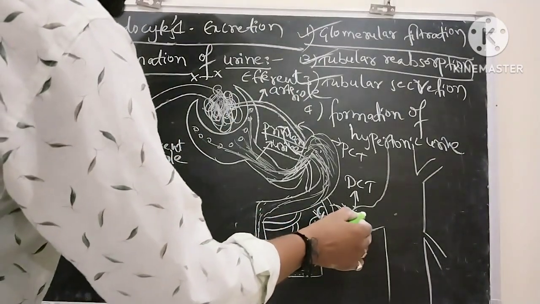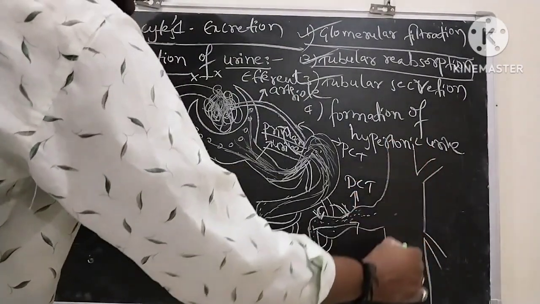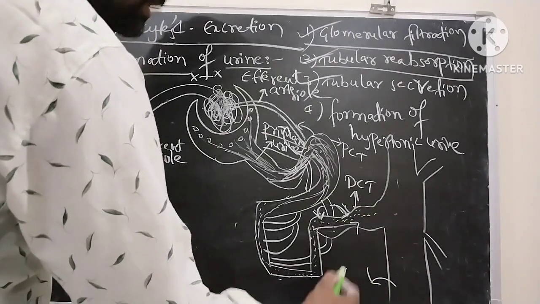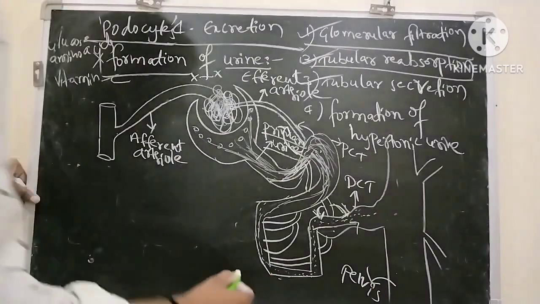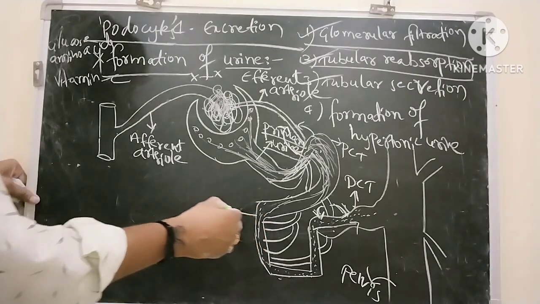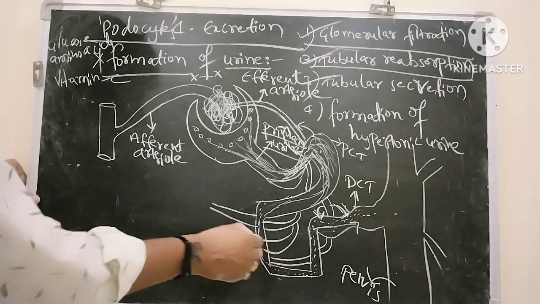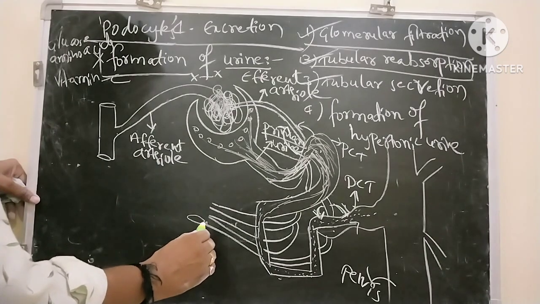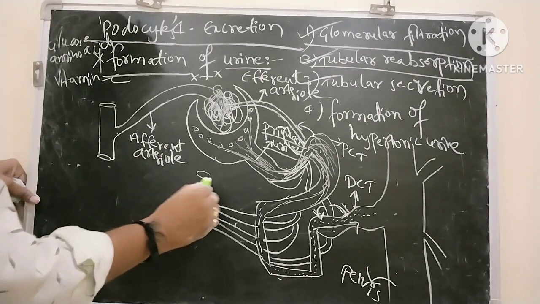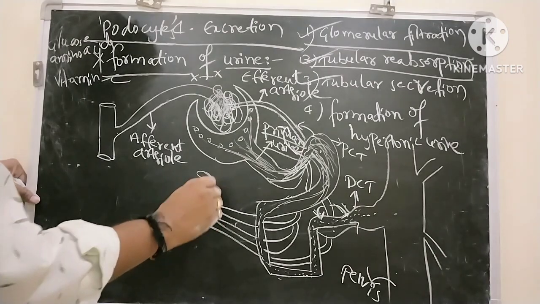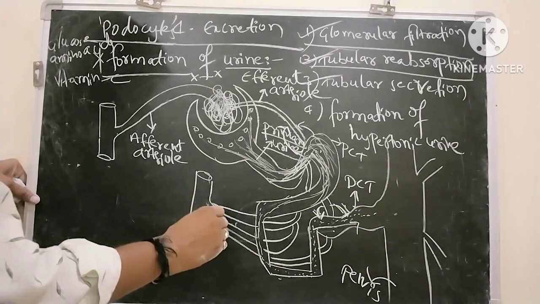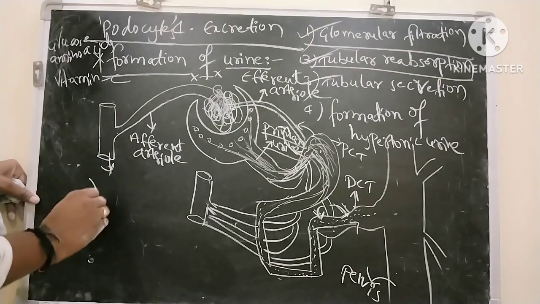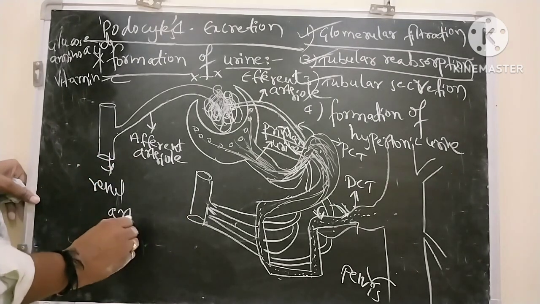From here the urine enters into collecting tubule. From collecting tubule the urine enters into pelvis part, and whatever the efferent arterial network is there, it collects the blood. This is the renal artery, this is the renal vein. So what is the renal artery function?